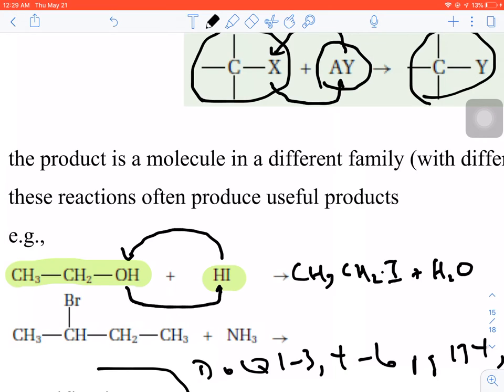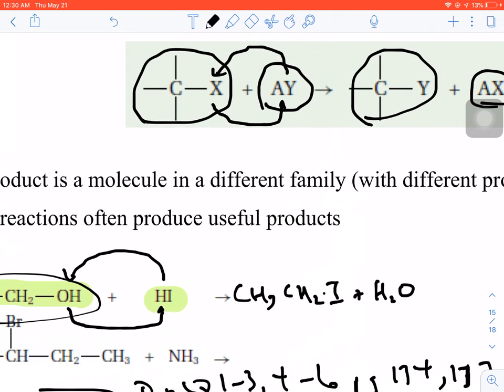Okay, those are my two new products. So I've changed my family. I've changed my alcohol, right? This molecule here, which was an alcohol, into a haloalkane, right? An alkane that has a halogen on it. Hugely different molecule, right? The molecule on the right is highly, highly poisonous.